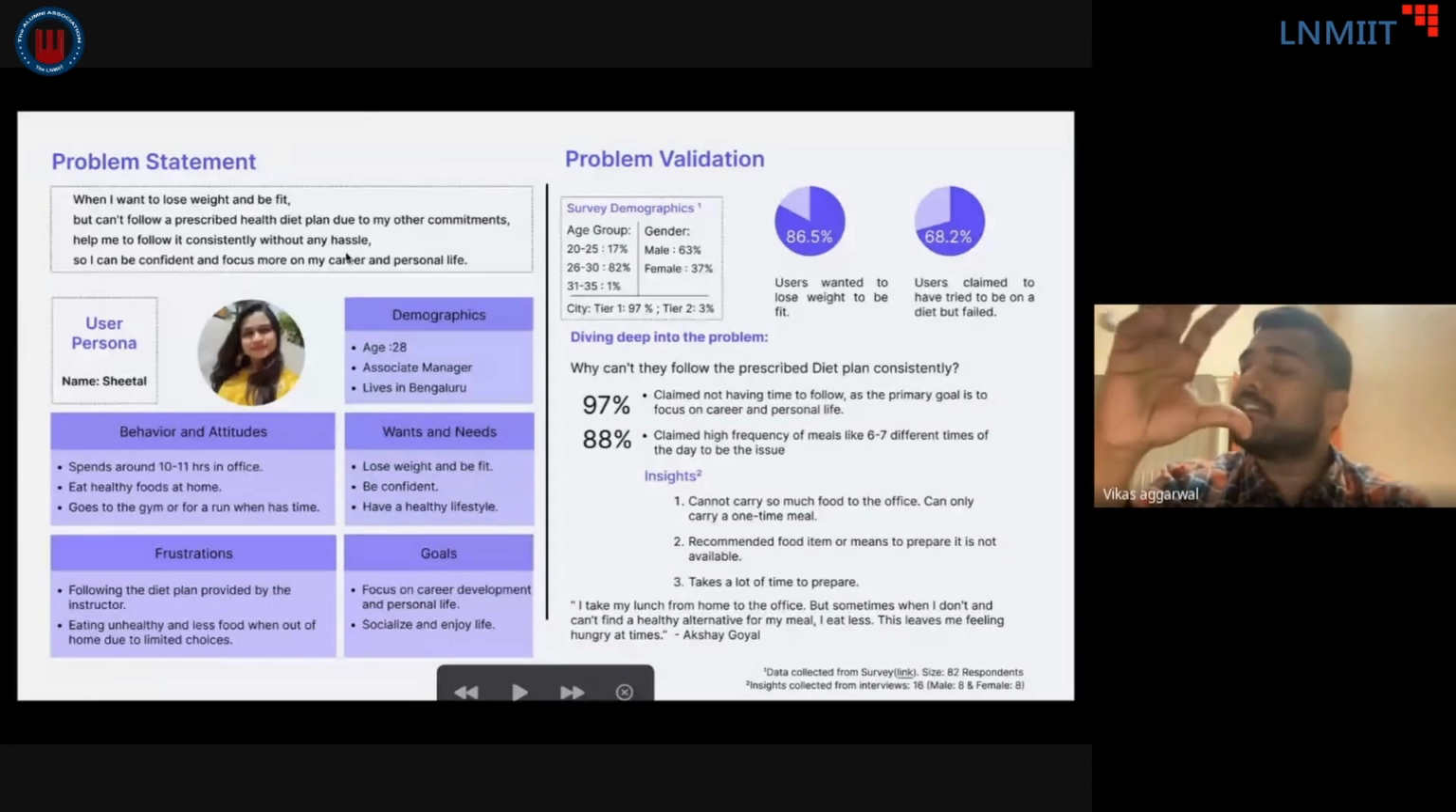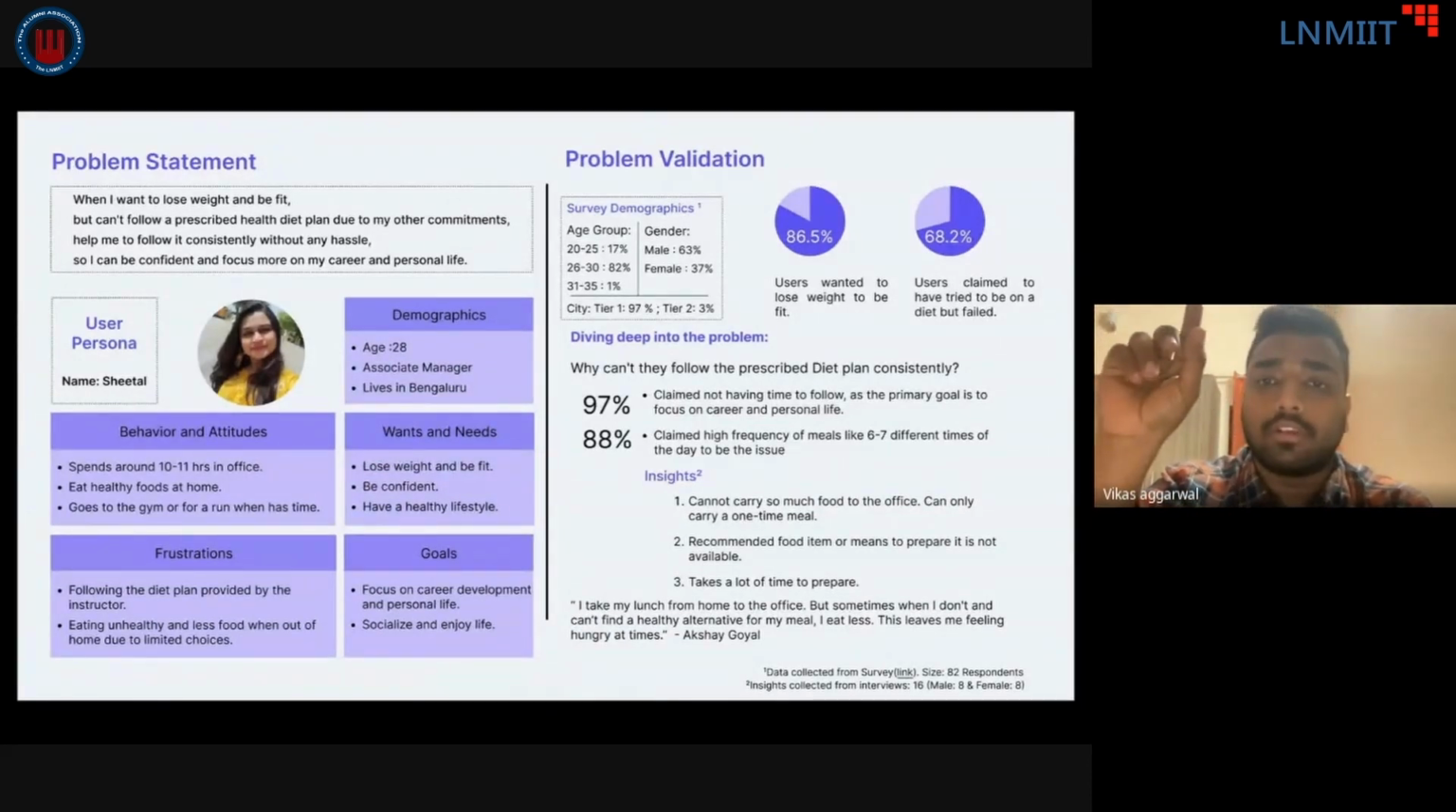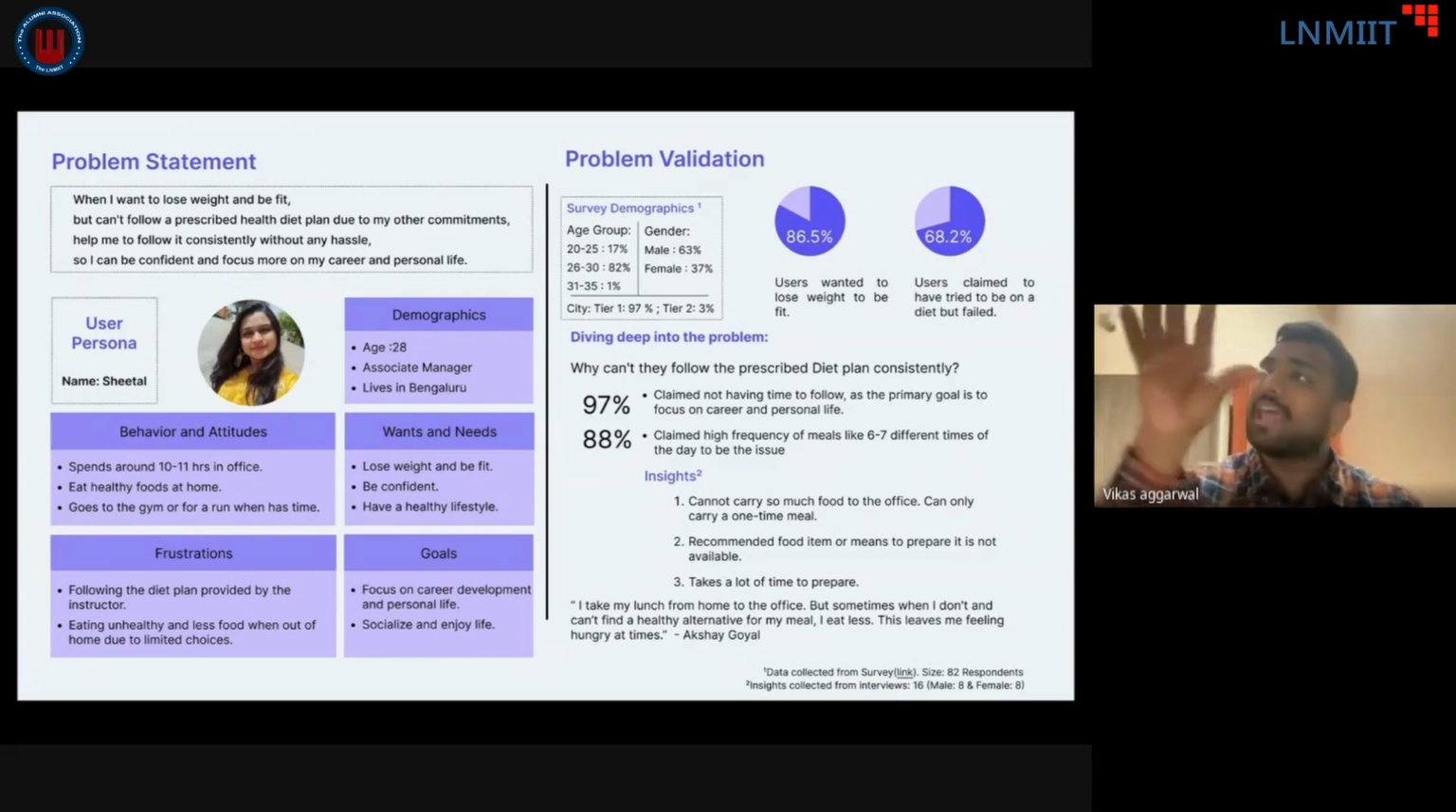So once you get the problem statement, the next aim is to validate that problem. And how do you validate that problem? You do user research. See, user research is very much important. How do you conduct the user research? So there are two types of research when you talk about research methodology. One is primary research and another one is secondary research.